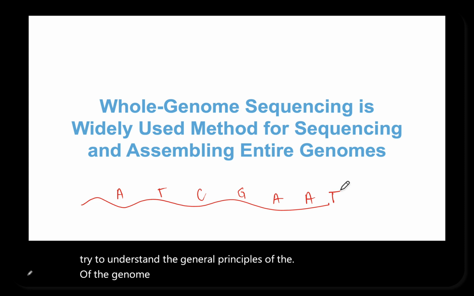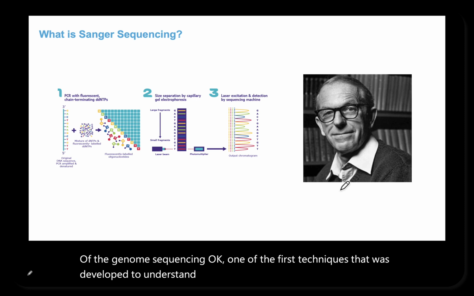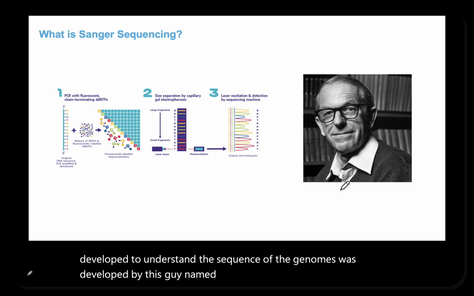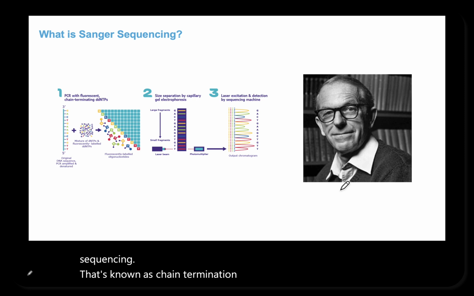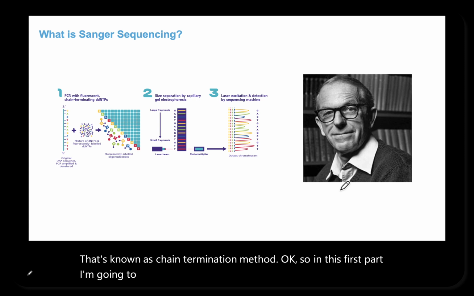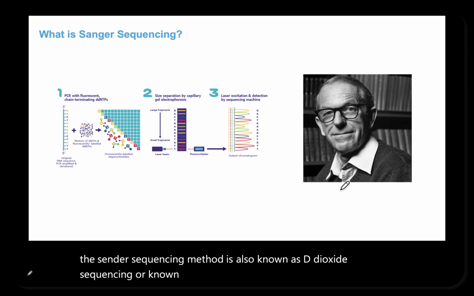genome sequencing. Okay, one of the first techniques that was developed to understand the sequence of the genomes was developed by this guy named Sanger. So Sanger developed this sequencing that's known as chain termination method. Okay, so in this first part, I'm going to talk about what is this Sanger sequencing method. The Sanger sequencing method is also known as dideoxy sequencing, or known as chain termination method.